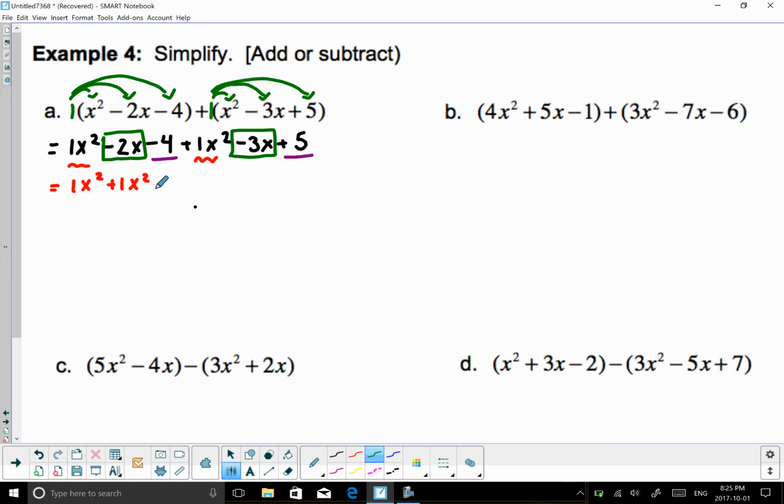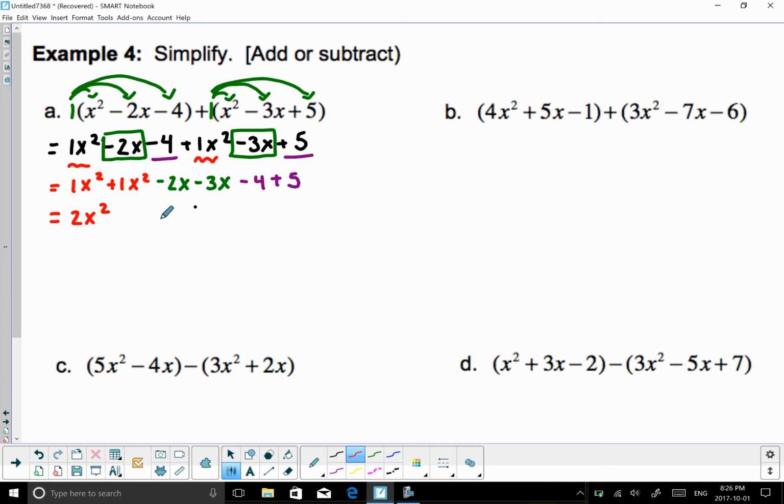Then I have negative 2x and negative 3x. Then I have negative 4 and positive 5. So the sign in front of it goes with it. So now I'm going to add. And when you add my like terms, so 1x squared and 1x squared, I have 2x squareds.